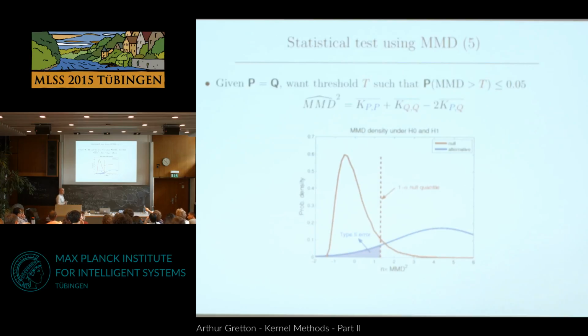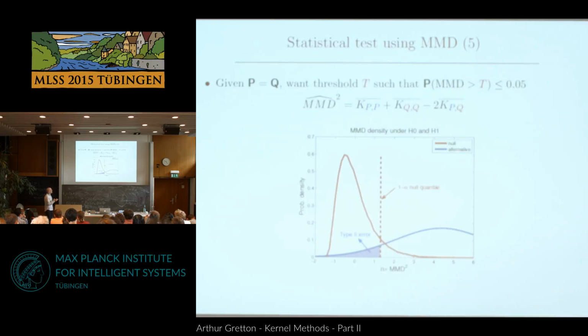Yep? Why does the x-axis go below 0 when it's n times a squared distance? Very good question. So this seems a bit weird, right? Because I've computed an estimate of a squared distance between P and Q, and yet my density for both the null and the alternative allows negative numbers.